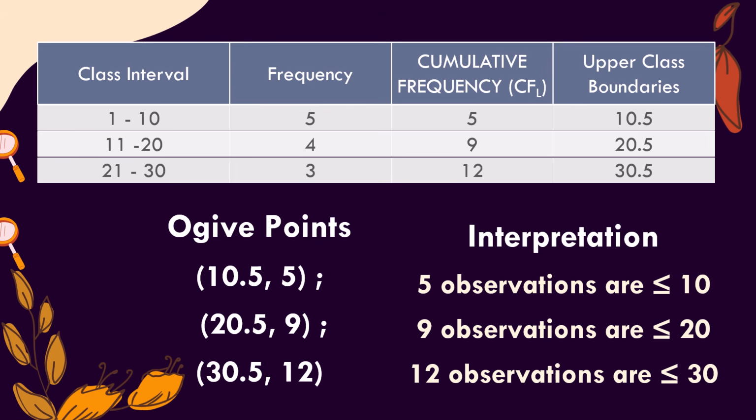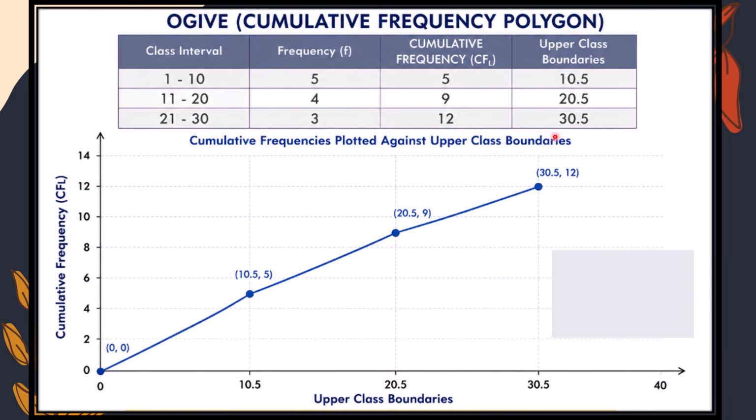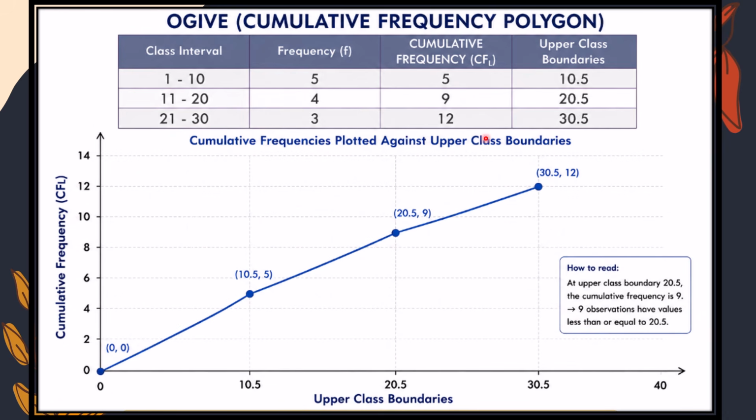So let us plot the points for the cumulative frequency and the upper class boundaries. So 0, 0, that could be our starting point. So 10.5 and 5, and then 20.5 and then 9, 30.5, and then 12. So the upper class boundary is 20.5, and then the cumulative frequency is 9. So it means 9 observations have values that are less than or equal to 20.5, or less than or equal to 20.